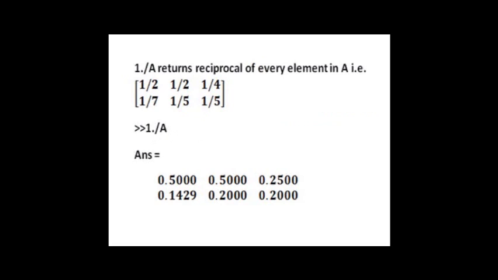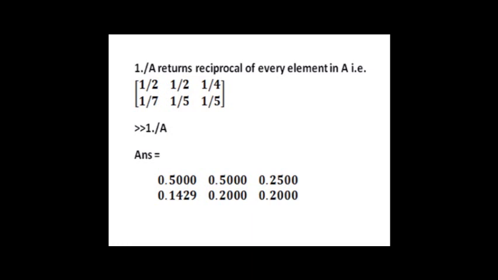Dot forward slash can easily conduct reciprocal on all elements of a matrix. For instance, the matrix A from the last slide will be calculated as 1 by 2, 1 by 2, 1 by 4, 1 by 7, 1 by 5, 1 by 5. So go to the MATLAB command prompt, type 1 dot forward slash A, press enter, and you will see the result.